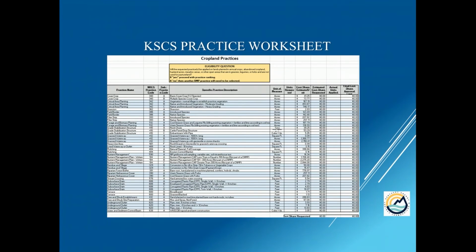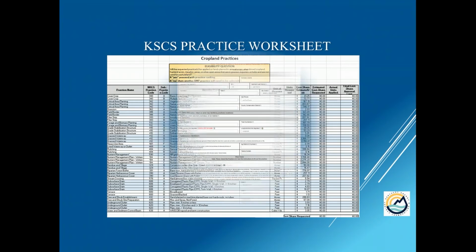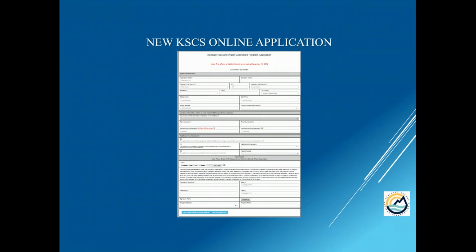This is a practice worksheet, we call it. It goes along with the application. It looks very long. There's a lot of information on this spreadsheet, but with the wonders of the Excel program, basically the field staff, all they have to fill in is the units that they want for each practice. And this spreadsheet does the rest of the work for them. It calculates the payment. In the background, in the online application, it calculates the score. So even though it looks a little complicated, it's really simple to use.